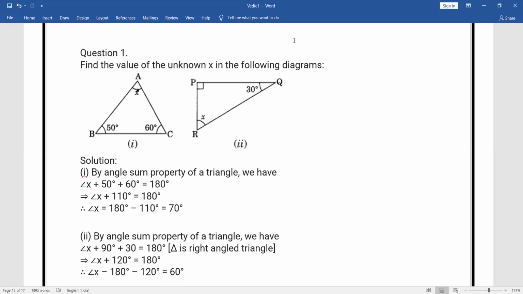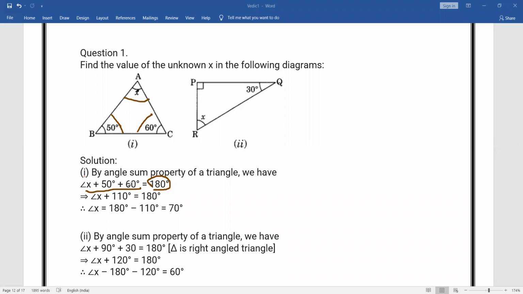values. You have to find out the unknown values. So just see here. This is angle 50, angle 60, and this is the unknown value, angle X. So what property can we use here? By the angle sum property. What do we know from the angle sum property? That when we are adding these three angles, the result is 180.